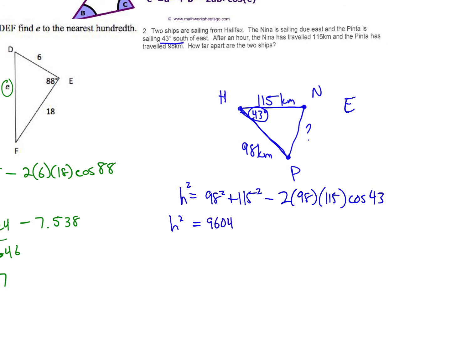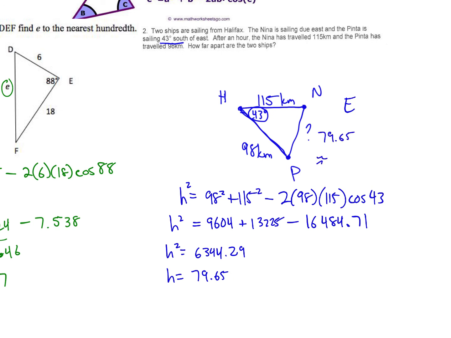So 98 squared is 9604, 115 squared is 13225. Minus 2 times 98 times 115 times the cosine of 43, all mashed together. That's 16,484.71. So now I do some adding and some subtracting. So I get h squared to be 6344.29. Some square rooting. h is 79.65. So how far apart are they? They are 79.65, or approximately 80 kilometers apart.